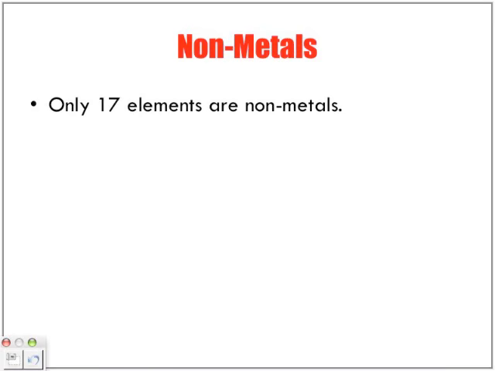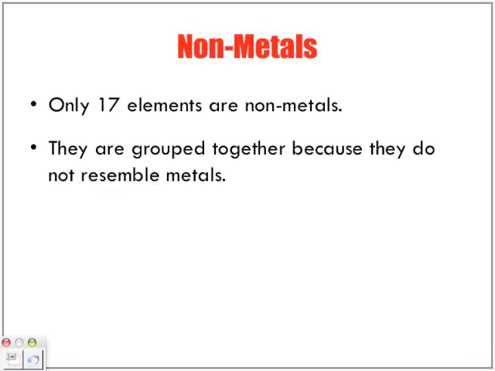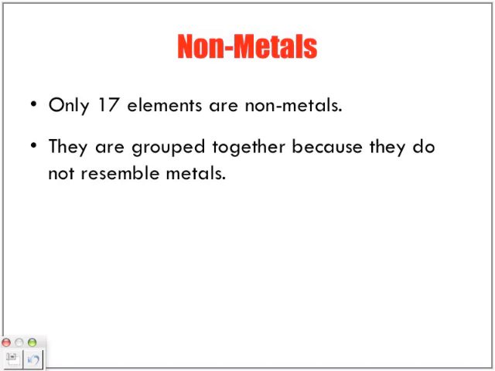Non-metals. Only 17 of the elements found in the periodic table are actually considered non-metals. They are grouped together because they do not resemble metals whatsoever. If you look at something called the aluminum staircase, you'll see something that looks like a staircase on the periodic table. That staircase separates the metals from the non-metals. And the first step up at the top is that of aluminum. That's why I call this the aluminum staircase.